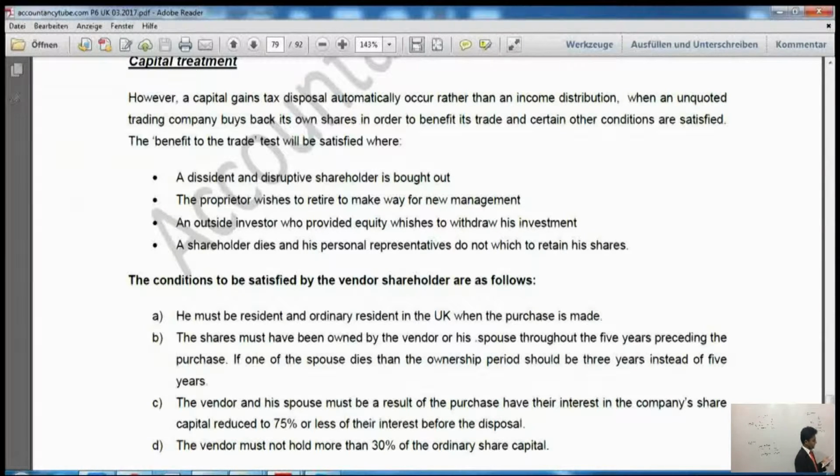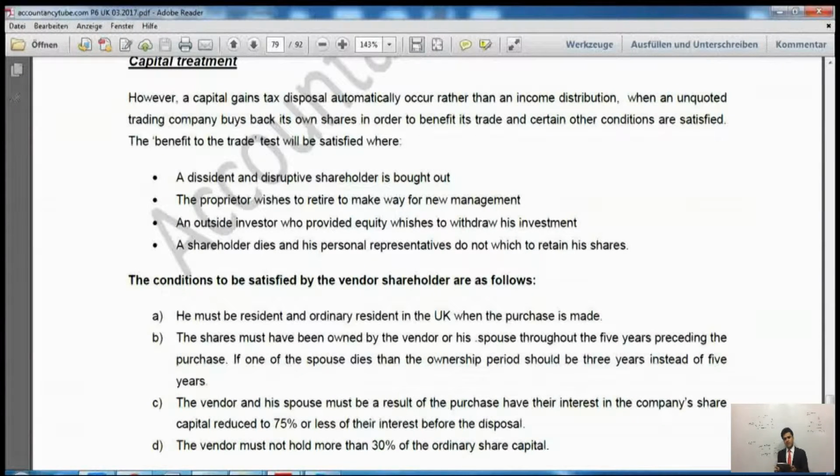Now, what are the conditions? There are certain tests. The first test is called the benefit to trade test. If that test is satisfied, then we will look at the shareholder as well. Now, what is this test? The test name is benefit to the trade.